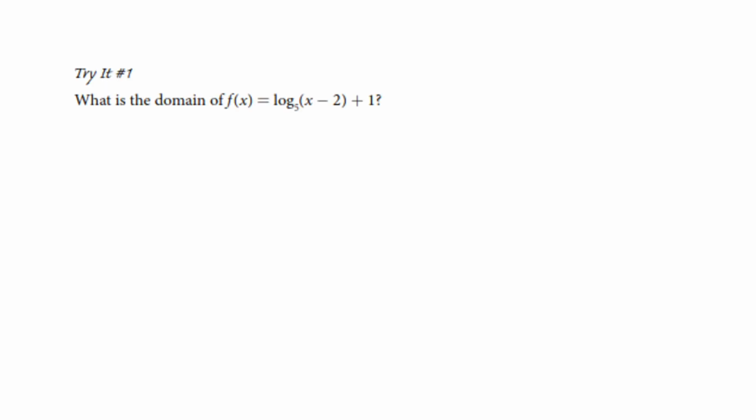Okay, now there's two ways we can think of this. We have the original log function being moved 2 to the right, and then 1 up. Well, the 1 up isn't going to have anything to do with it. So if there was this vertical line we couldn't cross at x equals 0, now it's moved 2 to the right, and it's going to be 2 to infinity as our domain. Do you see what I mean? So our function is moved 2 to the right.